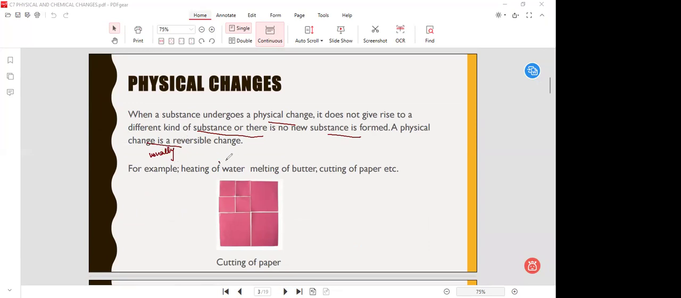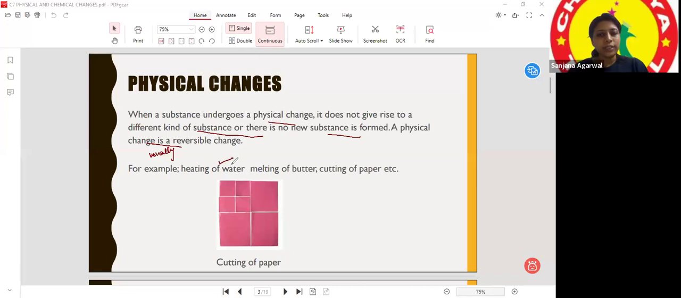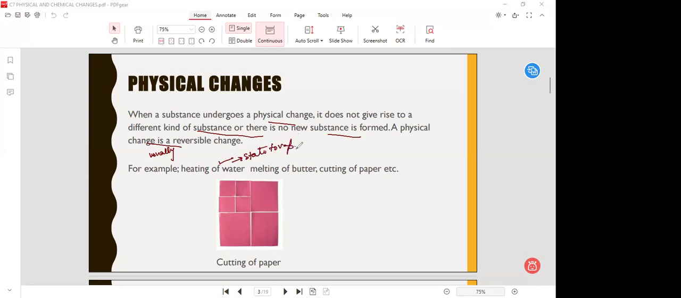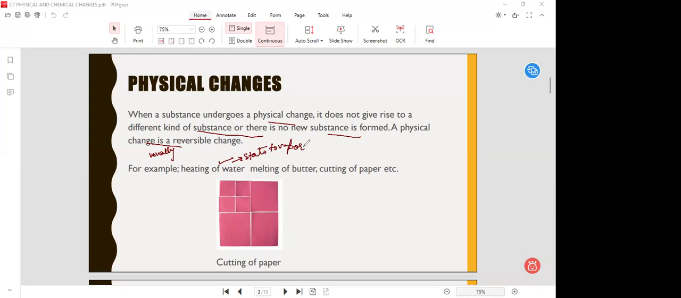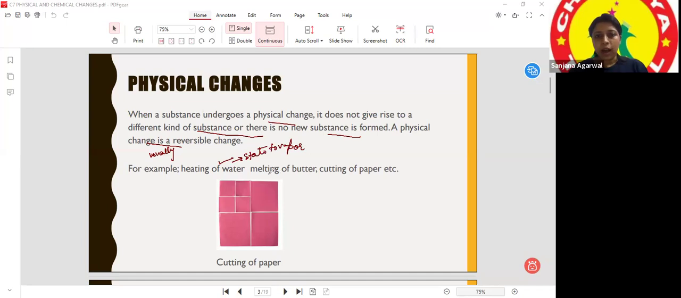Example, heating of water, because on heating of water, it just changes the state to vapor. Here, the change of state is observed. And that vapor state, if we cool it down again, if we pressurize it by covering it with a lid or something, it will condense back to the liquid form. Melting of butter, after melting, if we refrigerate it again, it will be back in the same form.